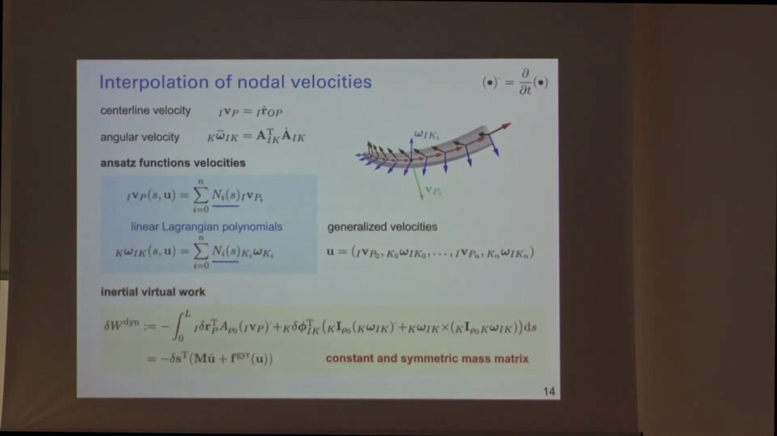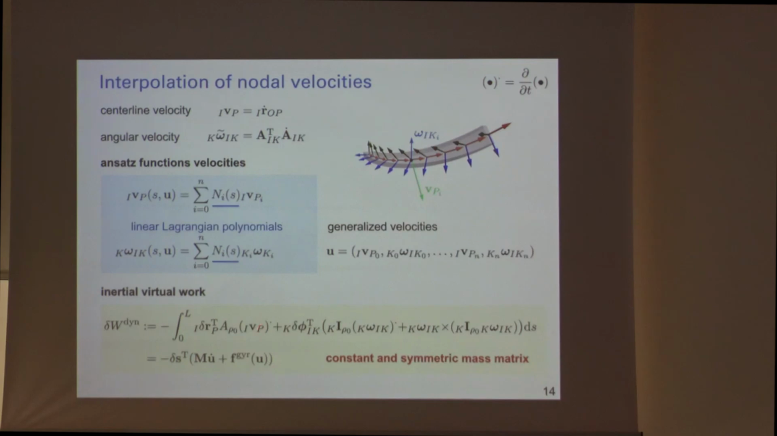And if you have a look at the inertial virtual work, then we have opted already for the virtual displacements and virtual rotations to be linearly interpolated. And in case we want to have a constant and symmetric mass matrix, we have only one choice left. So we also have to linearly interpolate those. Otherwise, we would end up with a non-symmetric mass matrix, which is possible, but coming from dynamics, something that I don't enjoy too much.